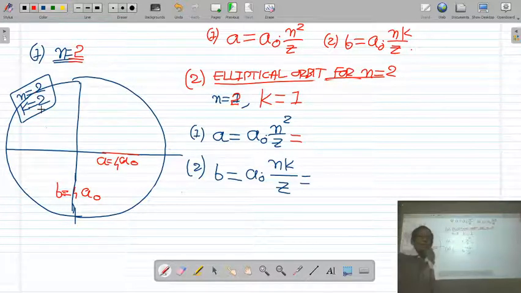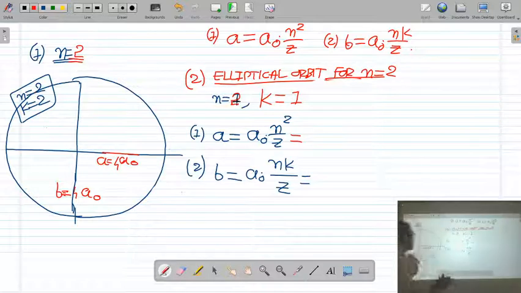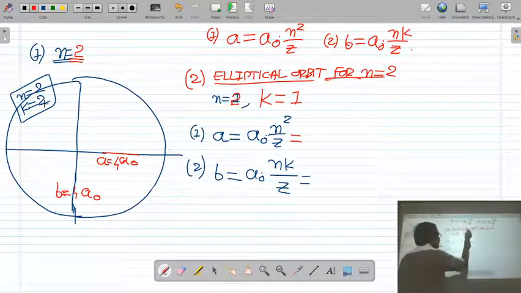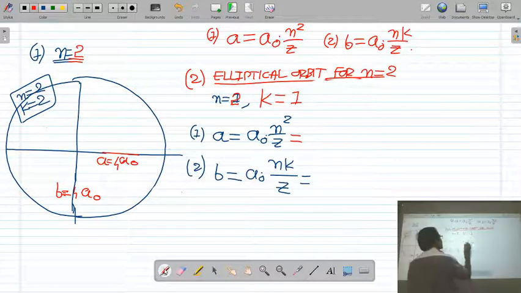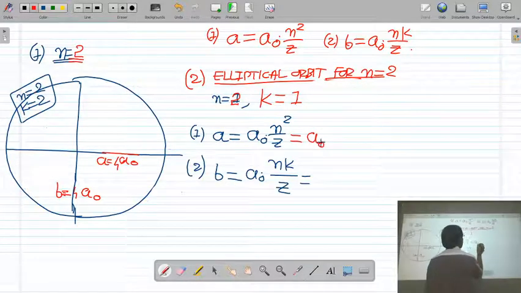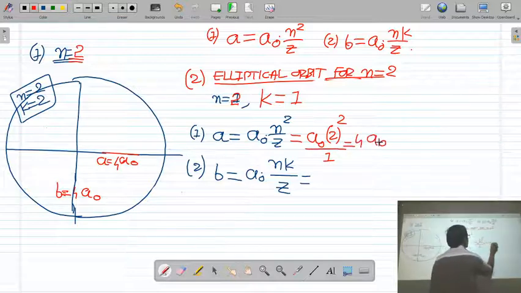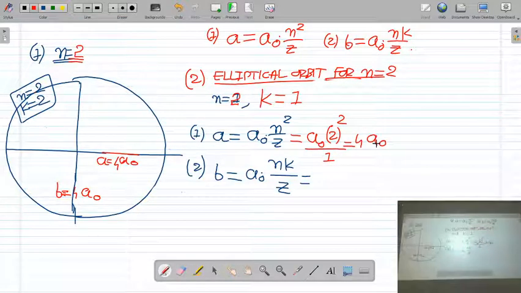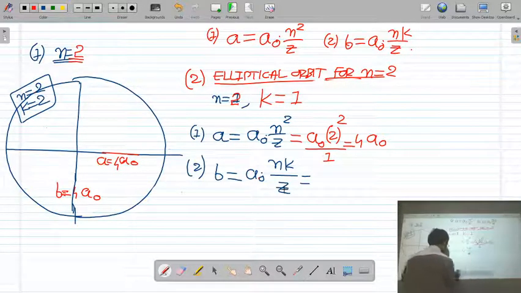Now let us see what will be the shape of the orbit for n equal to 2 and k equal to 1. For n equal to 2, k has two values. One value, 2, we have taken. Now let us see k equal to 1. So a0, n squared is 2 squared, z is 1, so 4a0. Again, the semi-major axis comes to 4a0.